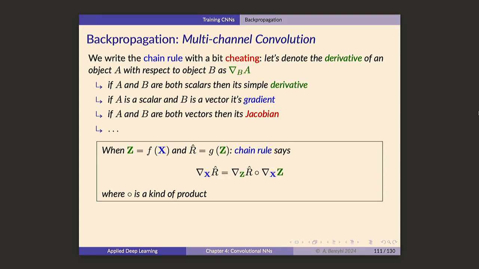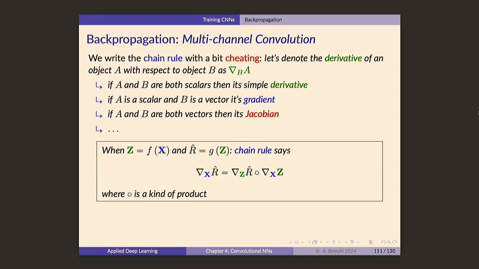Now if I want to write down the chain rule, if z and x are scalars, I'm going to write down that the partial derivative of r hat with respect to x is simply the derivative of r hat with respect to z times the derivative of z with respect to x. But it's a bit different here, because they could potentially be tensors, and then these are going to change dimension. If you want to multiply them together, you need to know the right product. This is why I use this circle sign here. So it is a product.